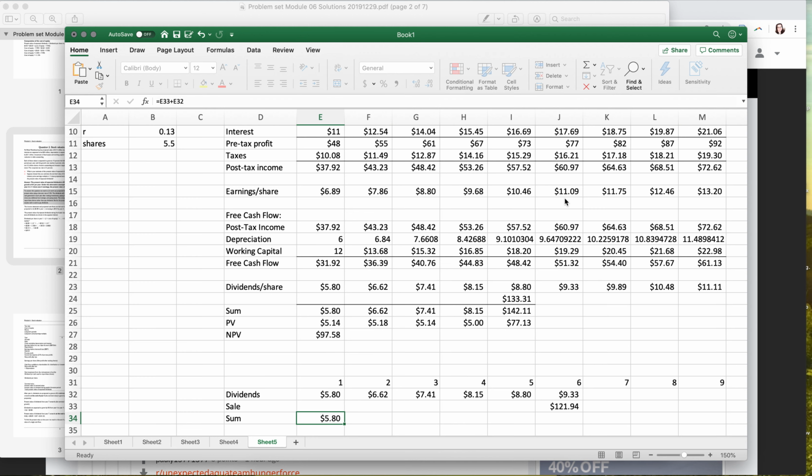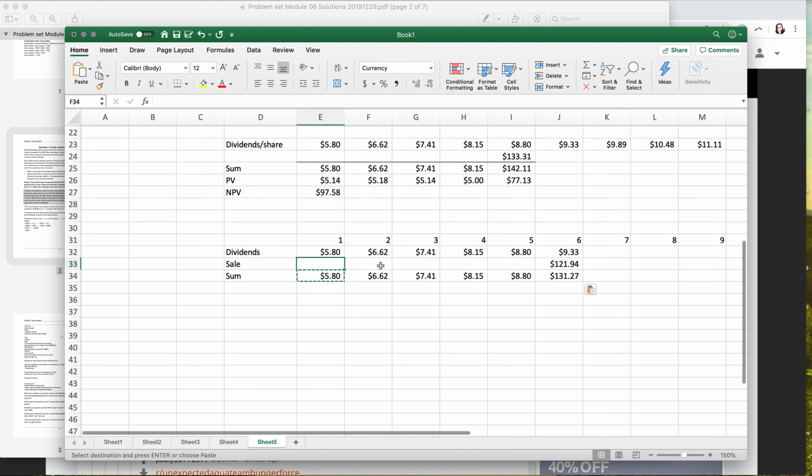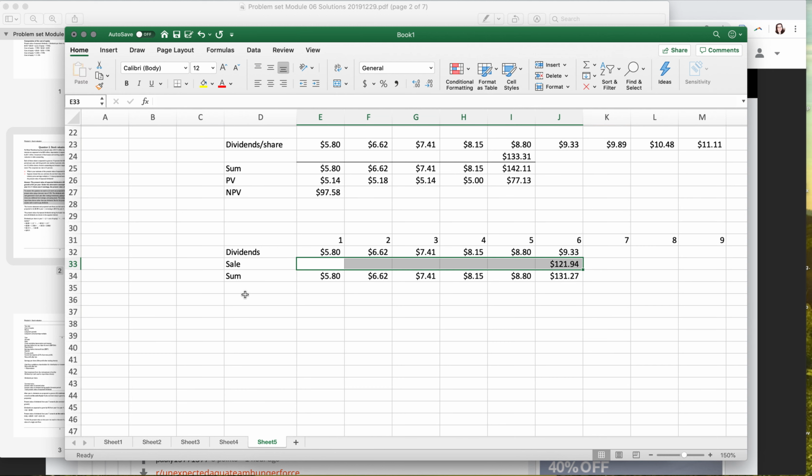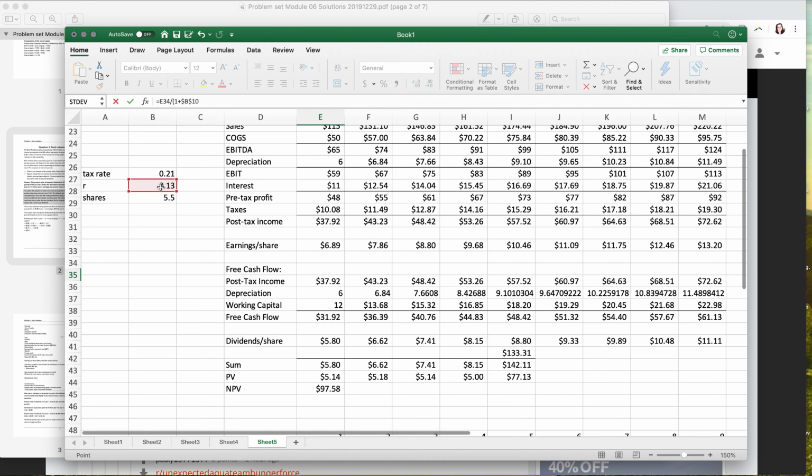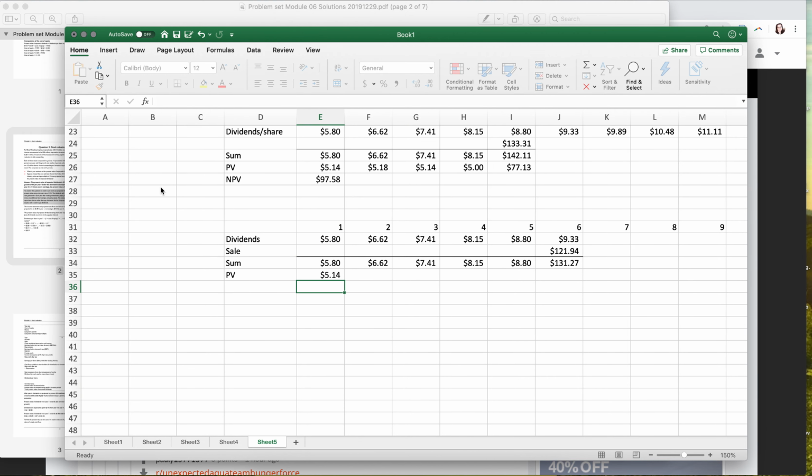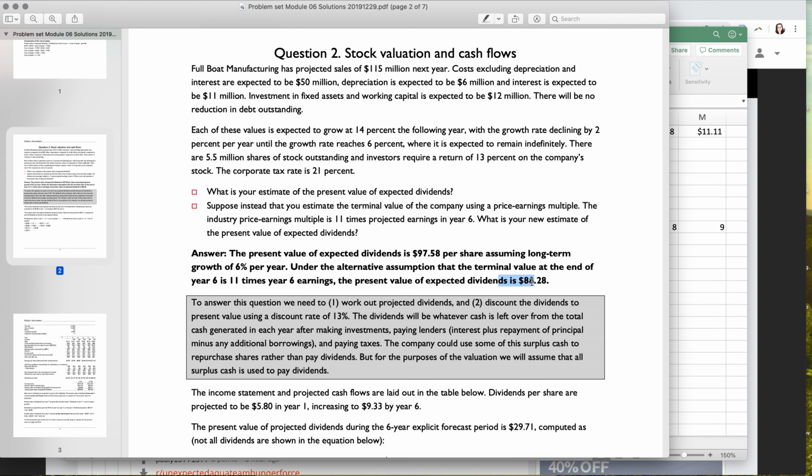So for years 1 through 5, we only get dividends. In year 6, we get a dividend, and we sell it the day after the dividend. Our PV is going to be that divided by 1 plus R to the power of the year. Our NPV is going to equal the sum of these. And we get 88.28, which is the answer here.